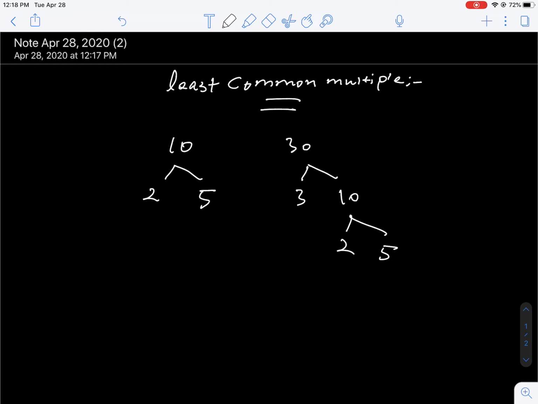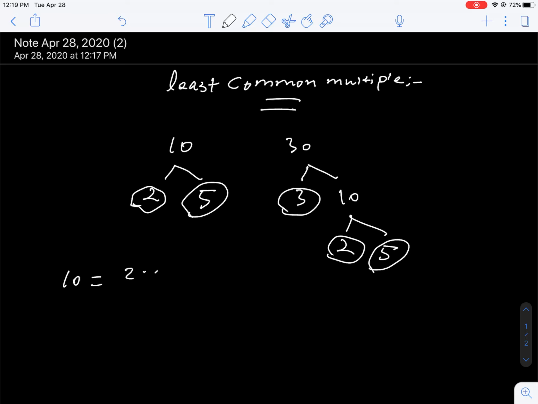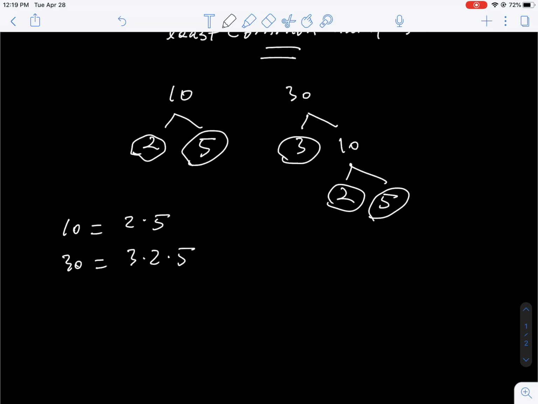Okay, so now we have prime factors. 2 is a prime factor, 5 is a prime factor, 3 is a prime factor, and 2. So you'll just take the prime numbers on the sides only. You are not supposed to take that 10. We'll write it down the way we did before. 10 is 2 times 5, and 30 is 3 times 2 times 5. We are not creating pairs in this case.